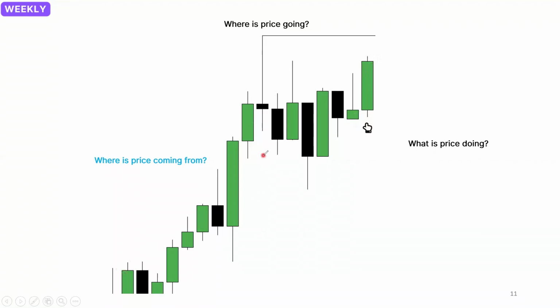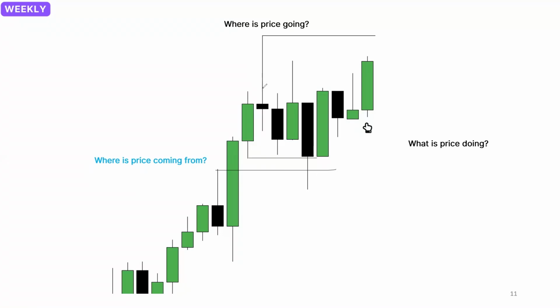Now, one of the questions you want to ask yourself is, where is price coming from? All right, looking at this, you can see that price is bullish and price is reacting from what? This fair value gap. You can see this candle here. You can see price reacting. Another question you want to ask yourself is, what is price doing now? Now, you can see price is consolidating.